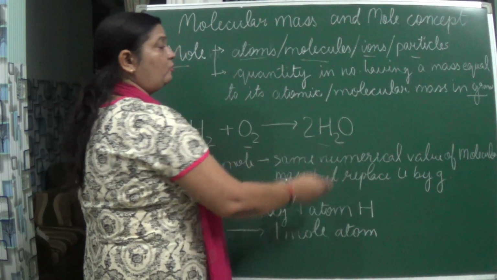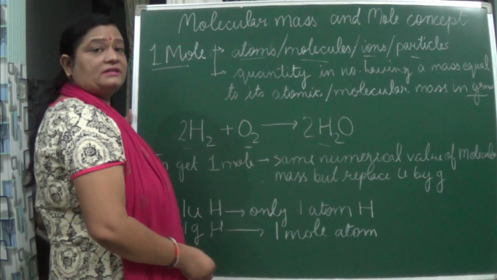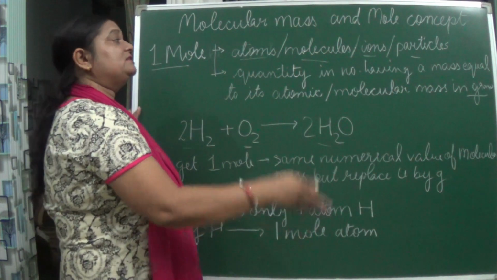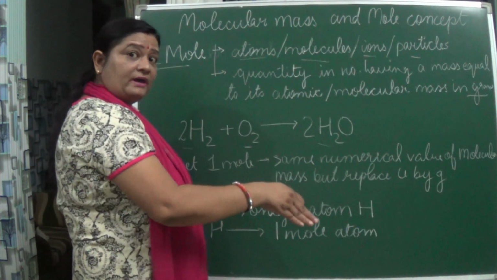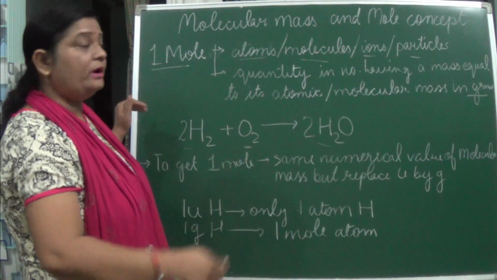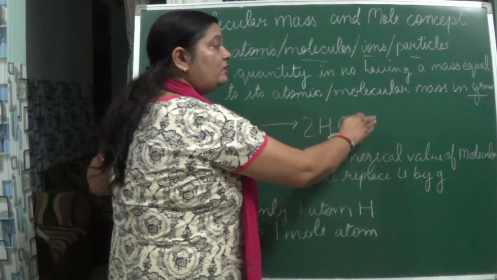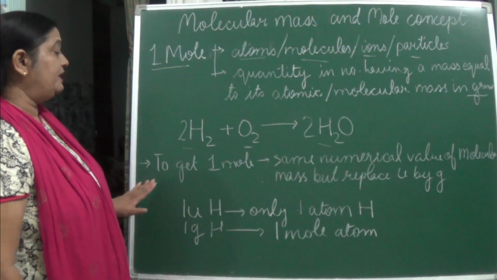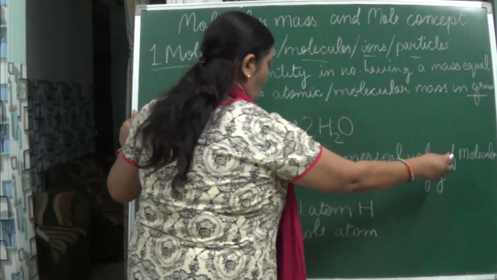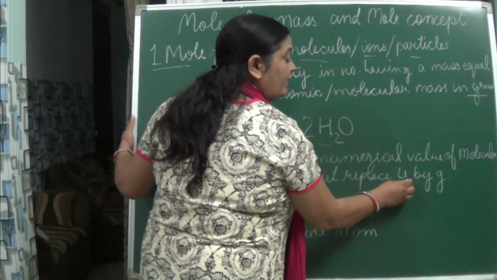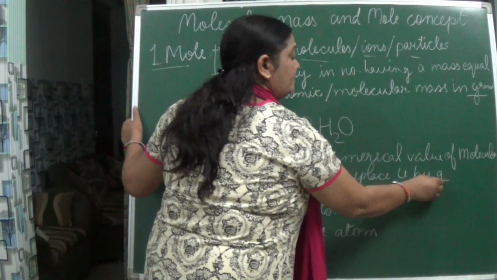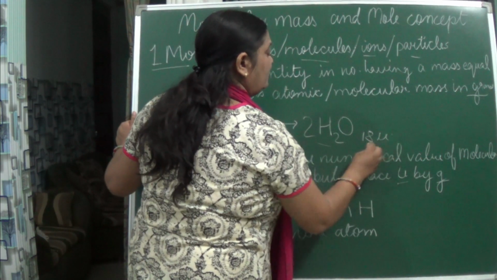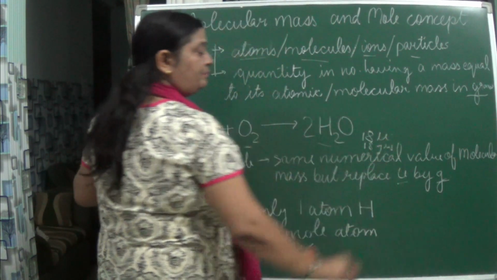Like when we calculated for water, it was 18, isn't it? 18 atomic mass units you got, 2 plus 16, 18. Unified mass you got. But here that quantity is now being replaced by a number, and when you use a number rather than the whole big quantity, it becomes easy. And that unified mass is now replaced by grams in terms of the mole. So to get 1 mole, the numerical value of the molecular mass is the same, but the unified mass is replaced by grams. If for water we write 18 unified mass, you can write 18 grams.